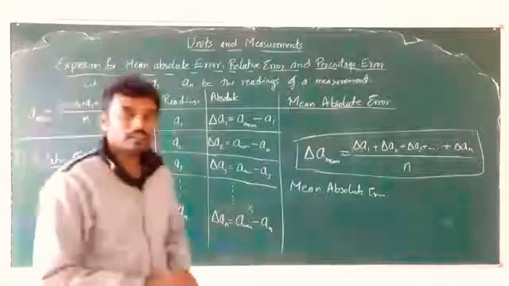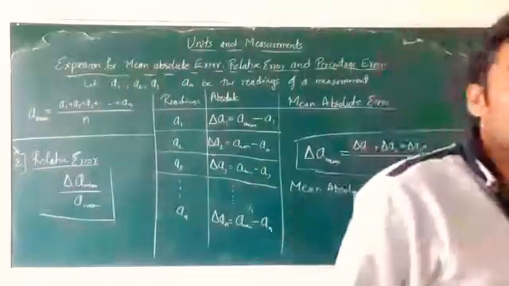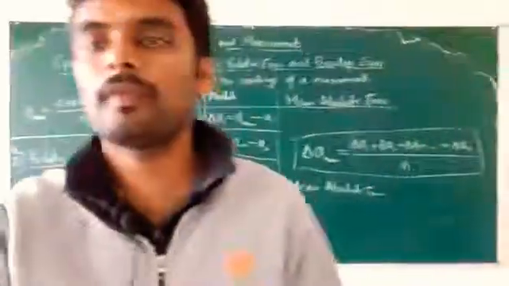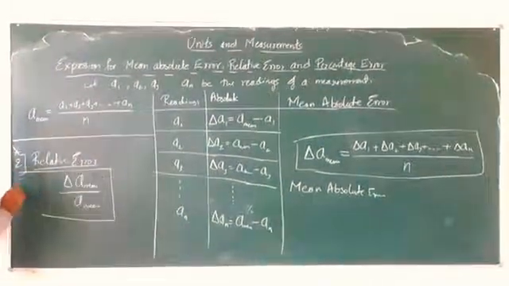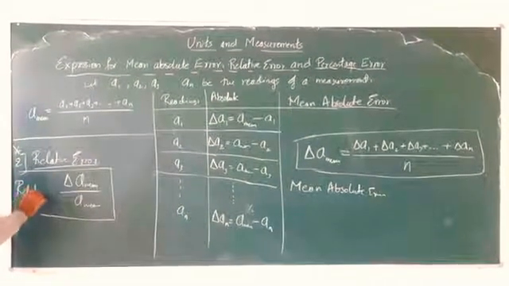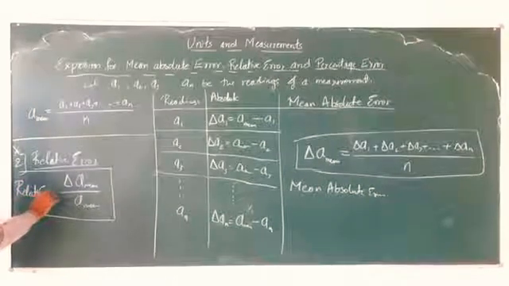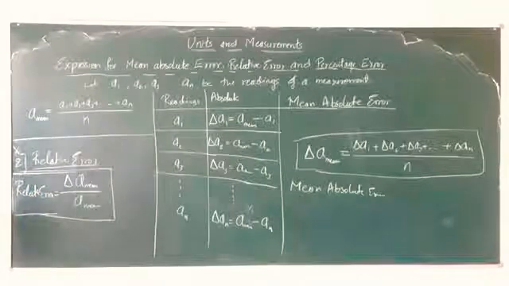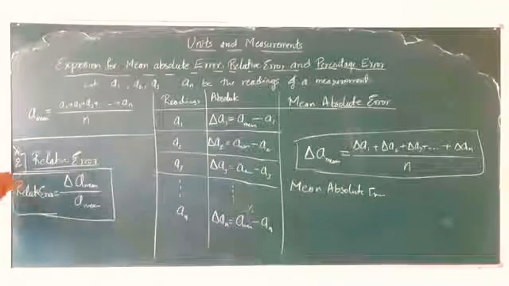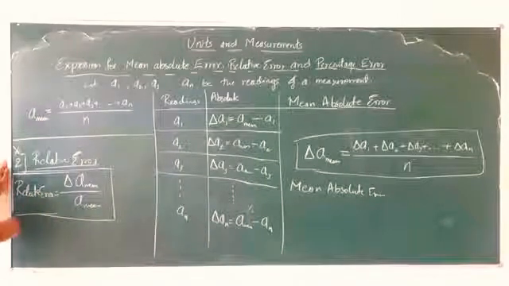Delta A mean by A mean. Now we shall also take the percentage error. Before that, let me complete it by writing relative error. Relative error is equal to delta A mean by A mean. And finally, it's about percentage error.